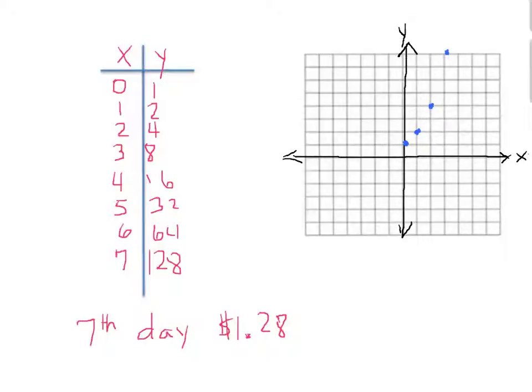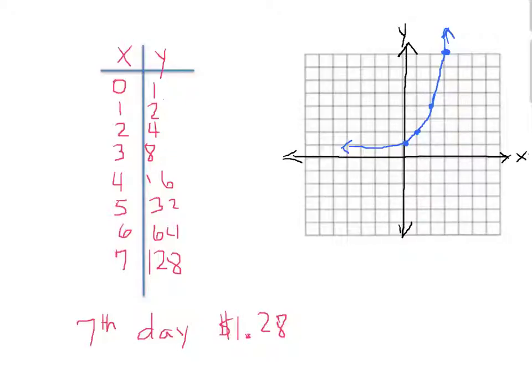So I asked, is this linear? Well, it doesn't look linear on the graph, it's curving. If we look at the pattern and subtract the output values, 2 minus 1 would be 1, 4 minus 2 would be 2, 8 minus 4 would be 4, and no, it is not increasing at a constant rate, therefore it is not linear.